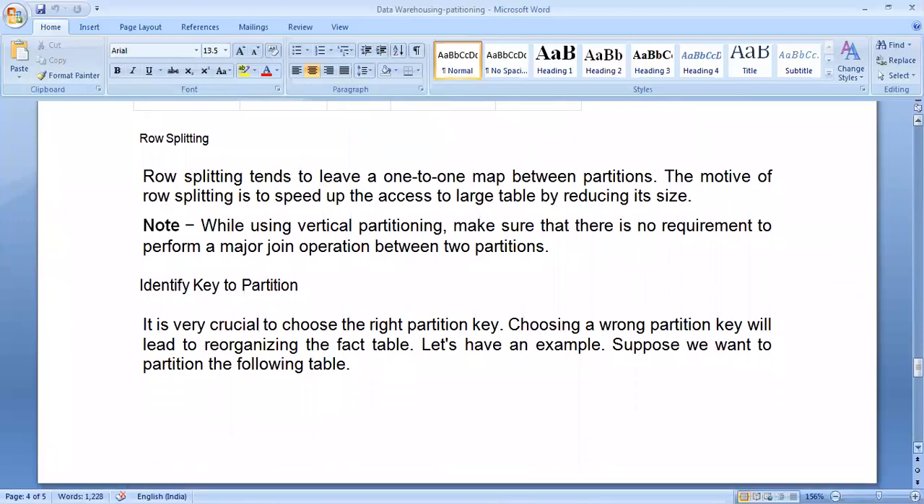Now, next comes row splitting. Row splitting tends to leave a one-to-one map between partitions. The motive of row splitting is to speed up access to a large table by reducing its size. We split the data on the basis of a certain attribute. This attribute is the main key which is used to perform the partition.